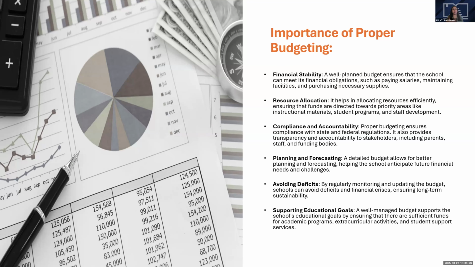It helps in allocating resources efficiently, ensuring that funds are directed towards priority areas like instructional materials, student programs, and staff development. And it also helps with compliance and accountability, because proper budgeting ensures compliance with state and federal regulations and provides transparency and accountability to stakeholders, including parents, staff, and funding bodies.